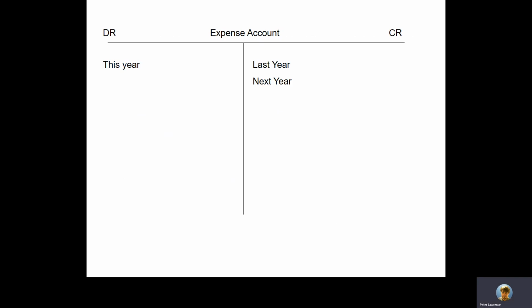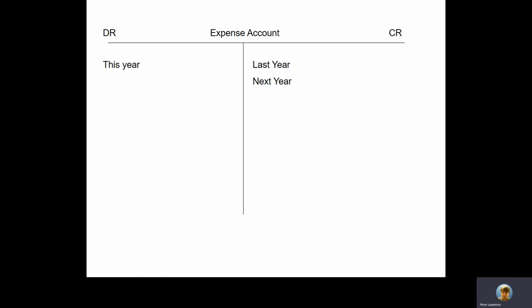Now, when we're talking about expense accounts, what we need to think about is when did we use the item? Okay, so it's very important that we match the expense that we used to the financial year in which we did use it. We're not bothered about when we paid for it. We're bothered about when we actually used that expense. And that can tell us whether to debit or credit the expense account.